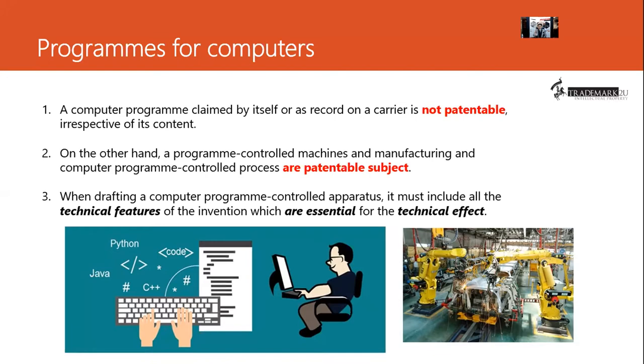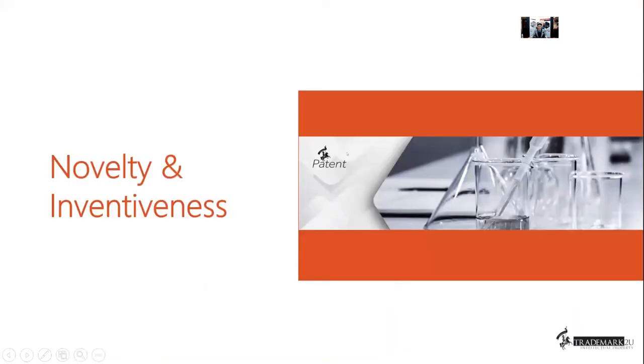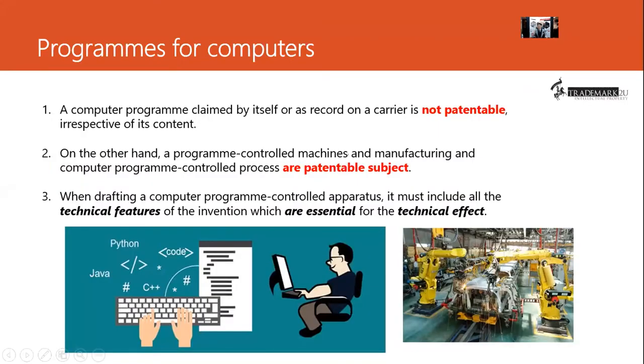It can be patented. So when I draft a computer claim for a control apparatus, you must include all the technical features of the invention which are essential for the technical effect. It's not just the program itself. You must involve all the essential inputs and outputs as well, okay? To make it a whole complete patent. So that's computer programs. That's the non-patentable list.